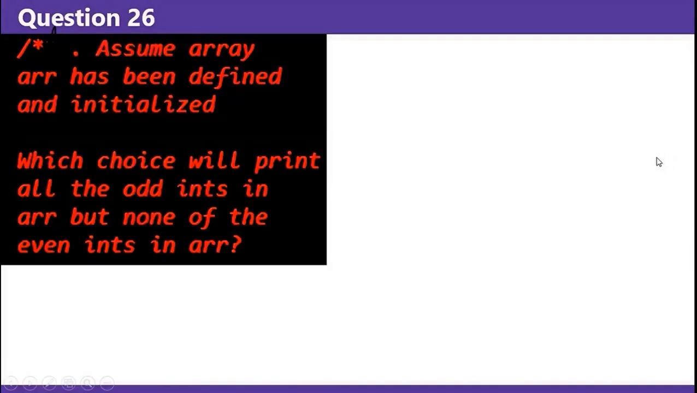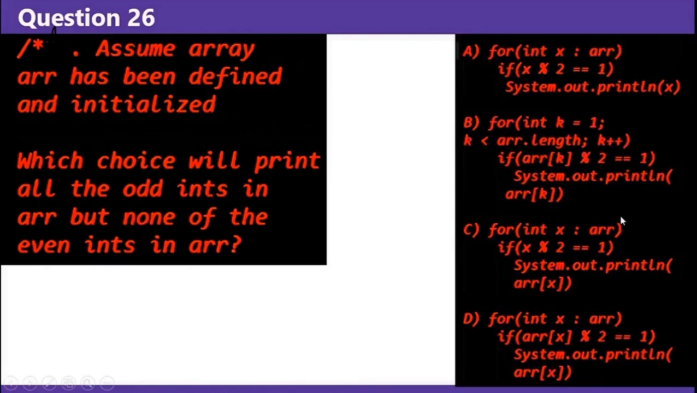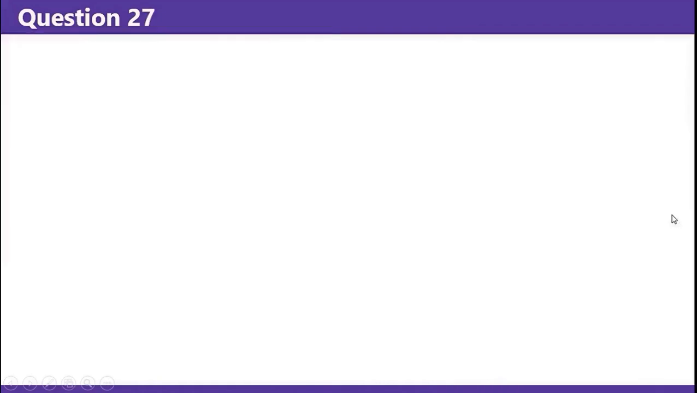Question 26 is a bit simplistic. How do you print all of the odd numbers but none of the even numbers in an array? For every number, you check that its remainder is 1 when you divide it by 2. If its remainder is 1, then it's odd. Therefore, the answer is A.